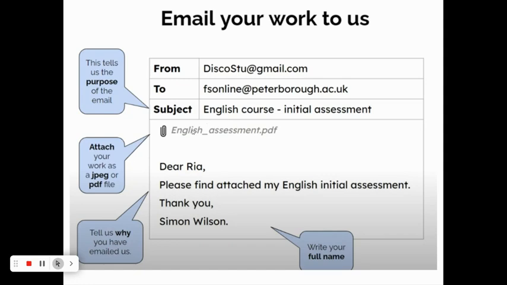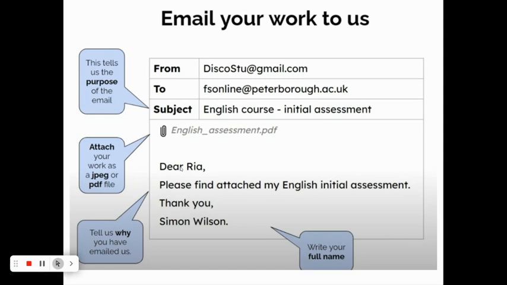You are then going to attach your work as a JPEG or a PDF file. And that means that when you handwrite work out, you are going to take a picture of it and then you'll have to scan it and then upload it and save it as JPEG or PDF. Okay. Then make sure that you also send us a short explanation of what you're sending us. So you can tell us why you have emailed us.